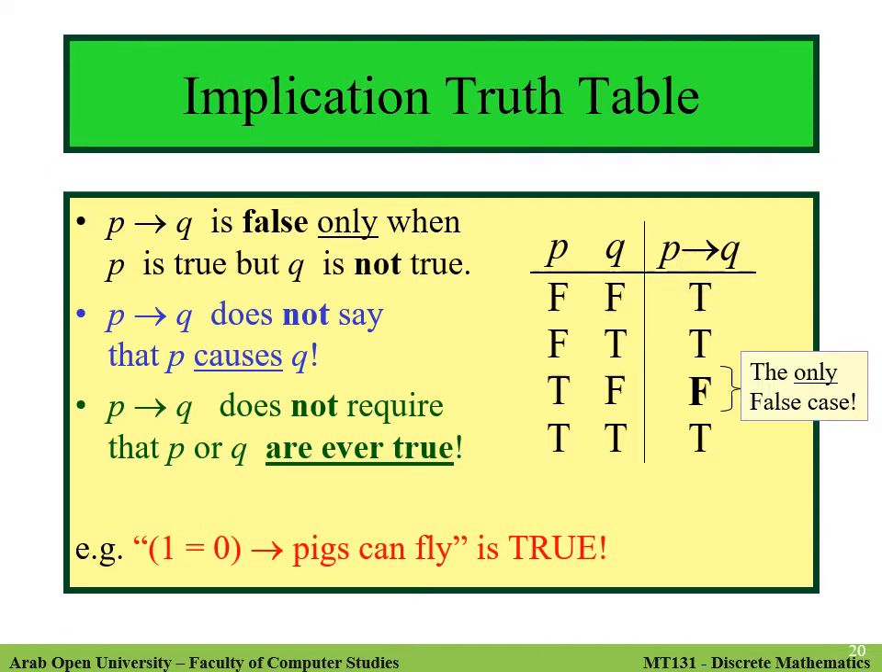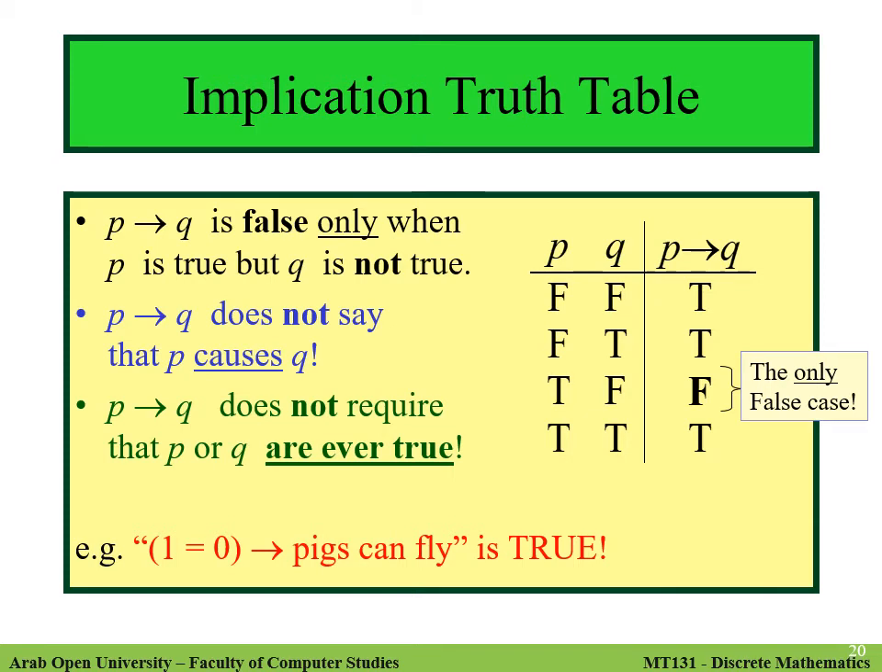The other thing that we need to know is that P and Q may not be related, as this example shows. 1 equals 0 implies that pigs can fly. If 1 equals 0, then pigs can fly. 1 equals 0 is a mathematical equation. Pigs can fly is a statement. Both happen to be false, and we said false implies false is a true statement. So from the logical point of view, even though P and Q are not related, comparing the truth values, false implies false will be a true statement.